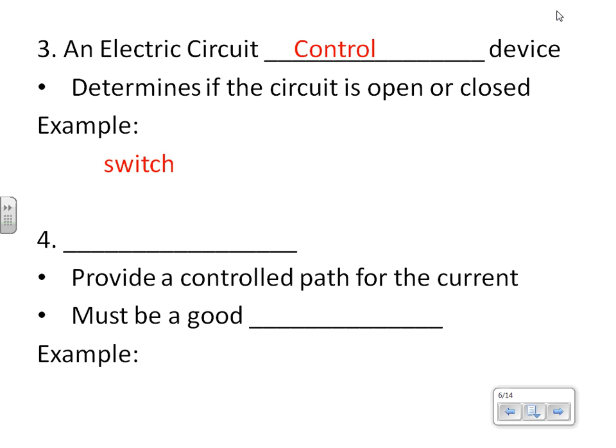And the last part of a circuit, connectors. In order to put all these things together, it provides a controlled path for the current, or for the electrons, and therefore must be a really good conductor of these electrons so that the electrons can move through it. So examples that we will most commonly use are copper wires.